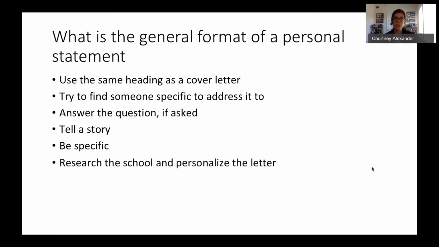The general personal statement, you're going to use that same business heading as a cover letter. Again, try to find someone specific to address it to. And then if they ask a question, answer it. Otherwise, you're just explaining why you want to go into this field, why you're a good fit for the program in particular. You want to tell a story.